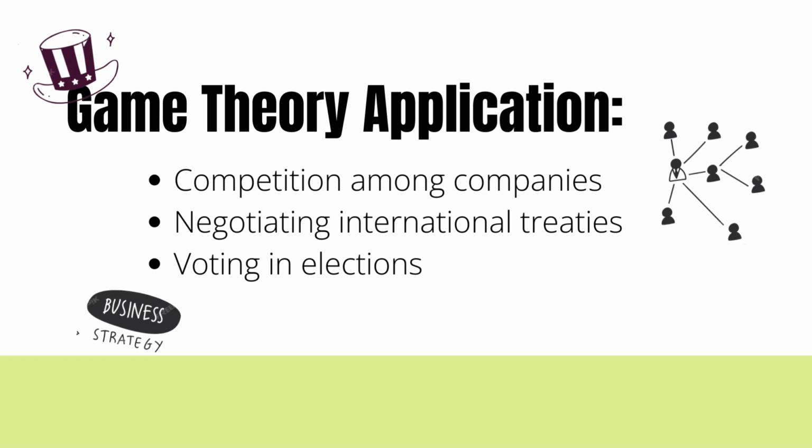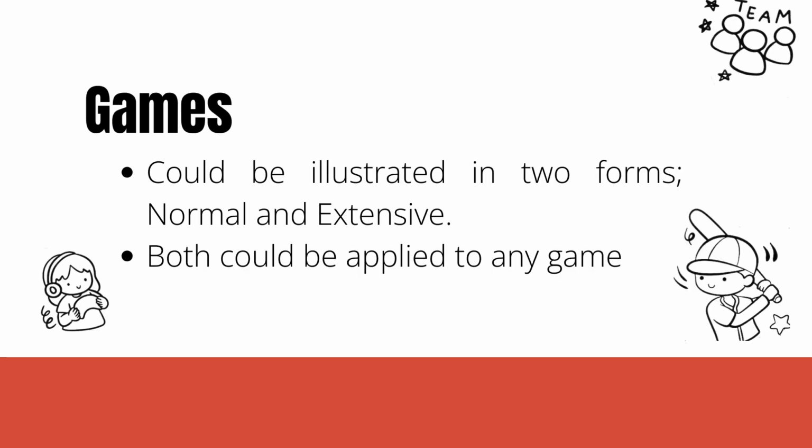A game consists of players, actions, and a payoff function for each player, which depends on their decisions. Actions of each player are called moves, and a sequence of moves is called a strategy. Games can be illustrated in two forms: normal, which is represented as a table of numbers with strategies listed along their payoffs, and extensive, which is shown in tree diagrams with branch points. Both are alternative ways of looking at games, and both could be applied to any game.